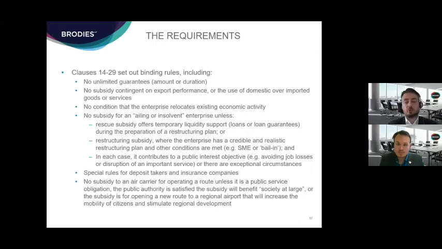There are special rules for deposit takers and insurance companies, and also special rules for subsidising air carriers. And I know that this regime is of interest to airports and airlines. So just very briefly there, you can see what is said about that. There has to be a public service obligation to run the route, or the authority has to be satisfied that the subsidy will benefit society at large. That presumably means something beyond the solvency of the recipient business. Or the subsidy is for opening a new route to a regional airport that will increase the mobility of citizens and stimulate regional development. So there are particular rules there in relation to air transport.